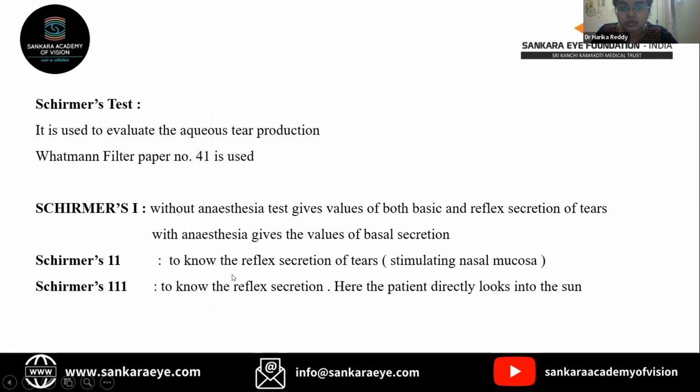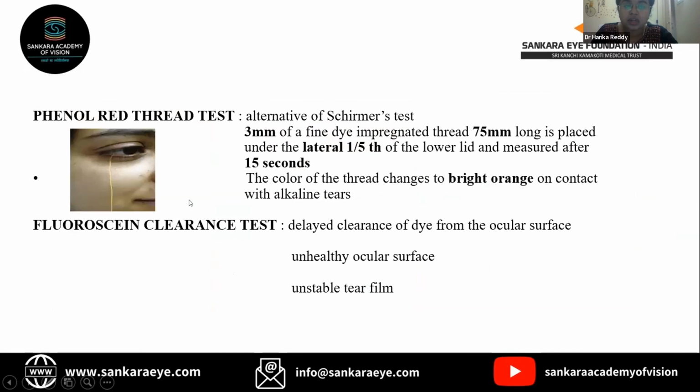In Schirmer's test 2, it is used to know the reflex tear secretion by stimulating the nasal mucosa. In Schirmer's 3, to know the reflex secretion, the patient is asked to look into the sun directly. And the phenol red test is an alternative to Schirmer's test. Instead of Whatman filter paper number 41, we put a phenol red thread and then we assess it.